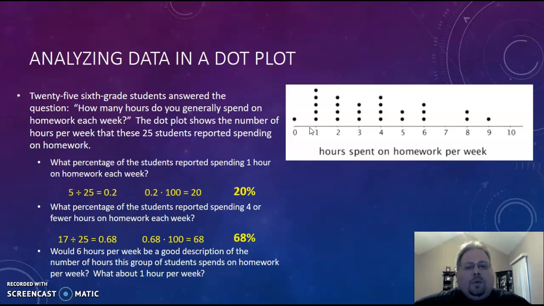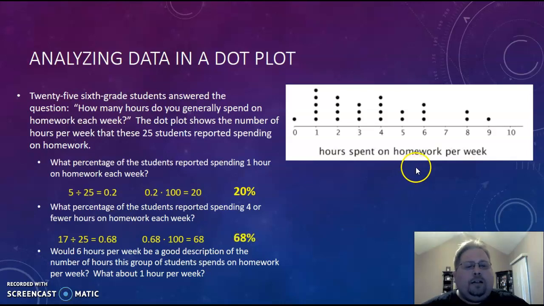Now, would 6 hours per week be a good description of the number of hours this group of students spend on homework per week? 6 hours here. There's a whole lot under 6 and very few above 6, so that wouldn't be a good description of the typical amount. 1 hour still would not be, because there's a whole lot of students that spend more than 1 hour and only one that spends less than 1 hour.